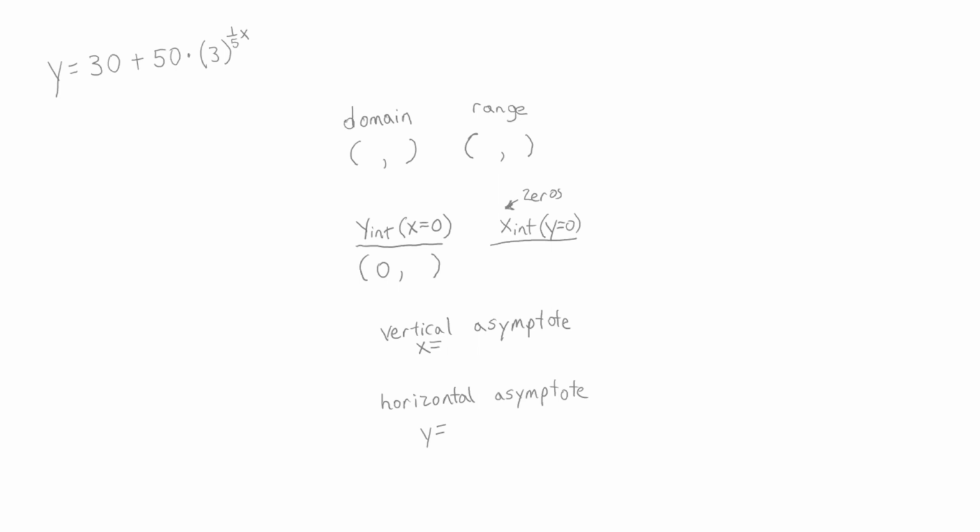Remember that to find the horizontal asymptote, we need to look at the constant value, in this case, the 30. And we call 30 the constant because it does not have an x, it does not have any variable associated with it. So our horizontal asymptote would just be y equals 30. What would our range be? Remember that we're using the same number to find the range. So our range would start at 30 and would continue to infinity.